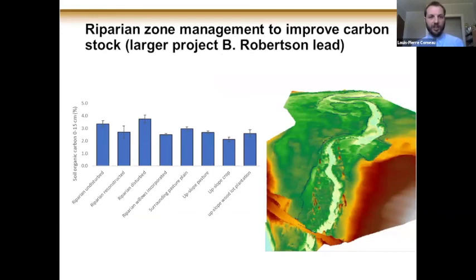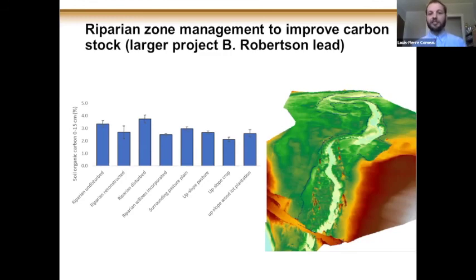Another project that we are working on is the restoration of riparian zones, or riparian zone management, to improve the riparian ecology. My part of that is to assess the carbon stock, where we see that the different positions in the landscape and different management of the riparian zone will have a different amount of carbon storage.